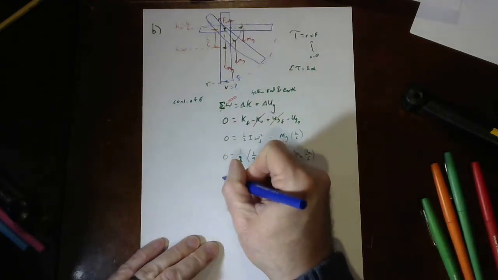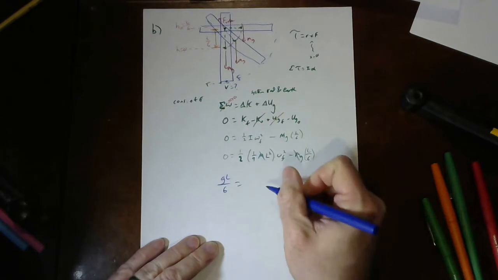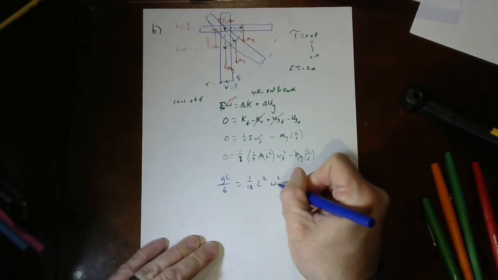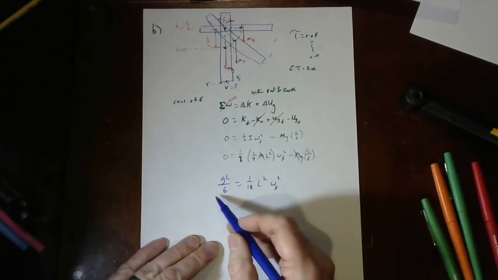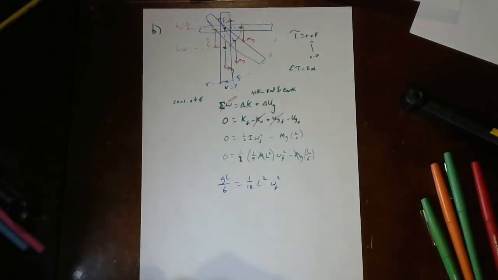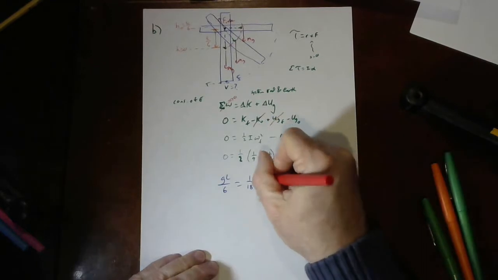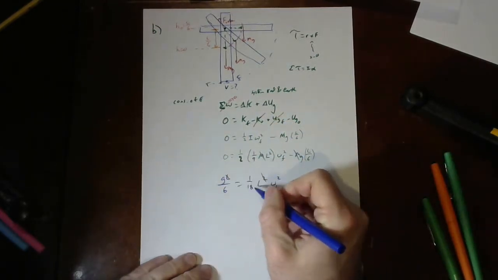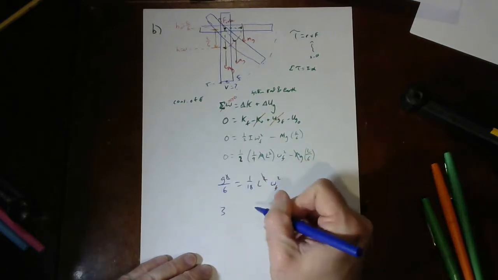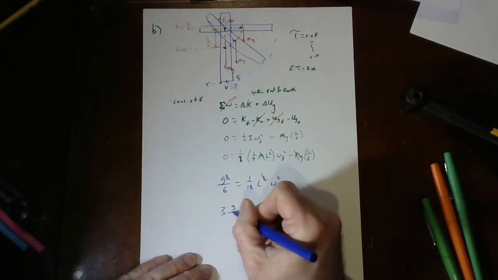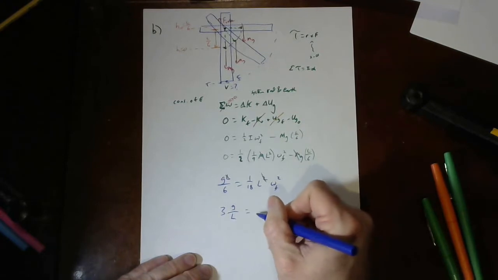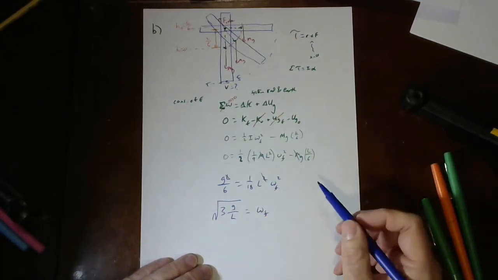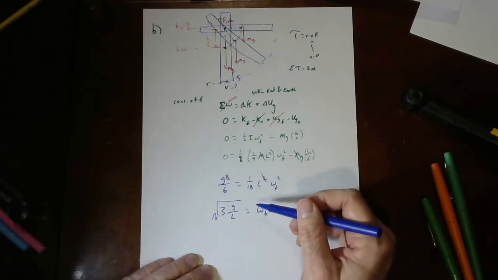So I'll have GL over 6 is 1/18 L squared omega squared, right? Move this to the other term. Oh, look, I can cancel an L. So you see what I'm going to get? I'm going to get 18 over 6, that'll be 3, G over L. And take a root, and that'll be omega final. Okay, because 18 over 6 is 3.